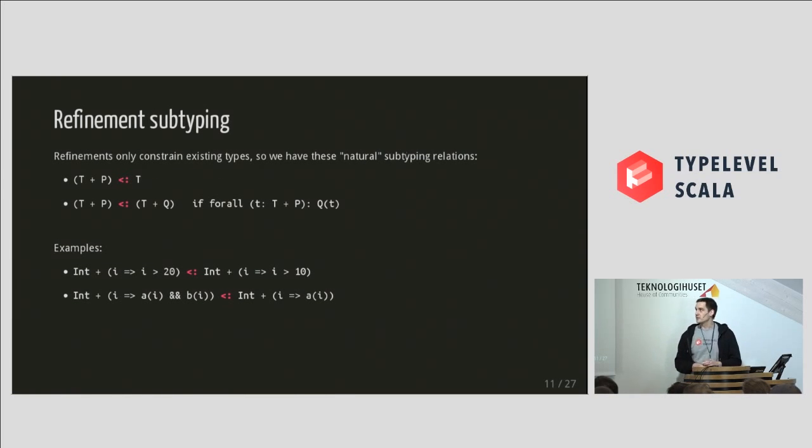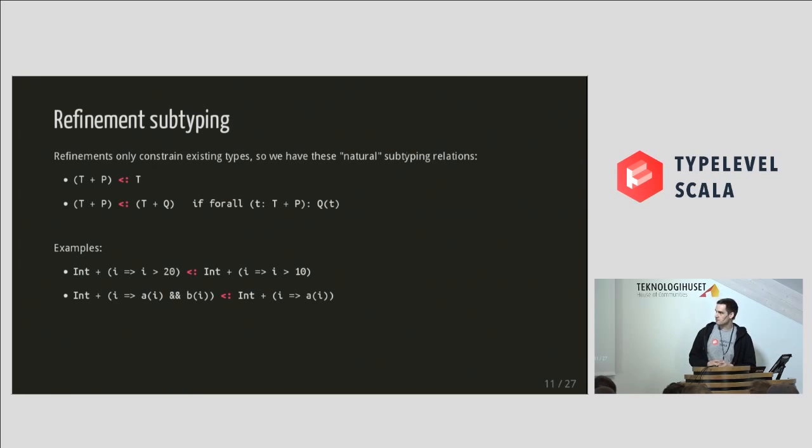Okay, there's another aspect of refinement types, and that is refinement subtyping. Because a refinement only makes the set of possible values of a type smaller, we have some natural subtyping relations. A refined type is always a subtype of the base type. An Int that is greater than 0 is still an Int. And the second one is a little bit more complicated. It says that one refined type is the subtype of another refined type if all values of the first type also satisfy the predicate of the second type.